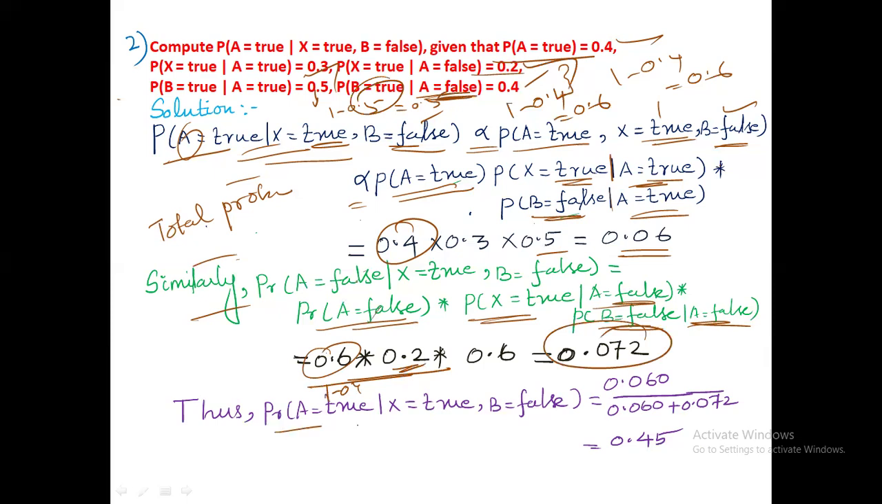And what is the formula for the entire value? Probability of A is equal to true given X is equal to true is 0.060 divided by the sum of these two values, A is equal to true and also A is equal to false. We have to add these two values. Finally, we are getting 0.45. Hope all of you understood this problem.